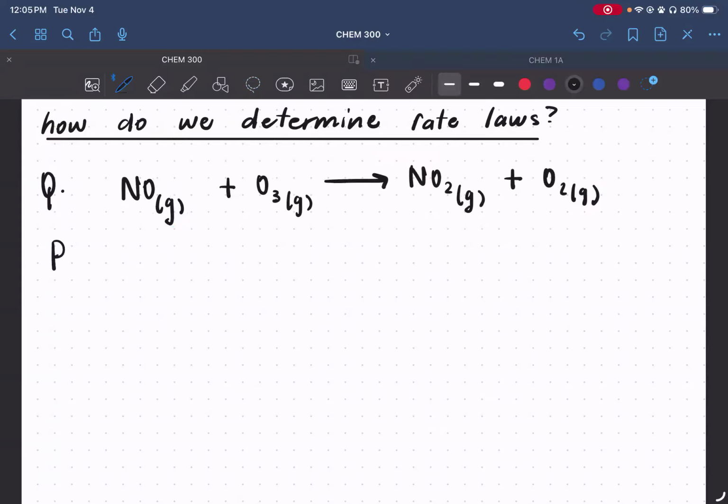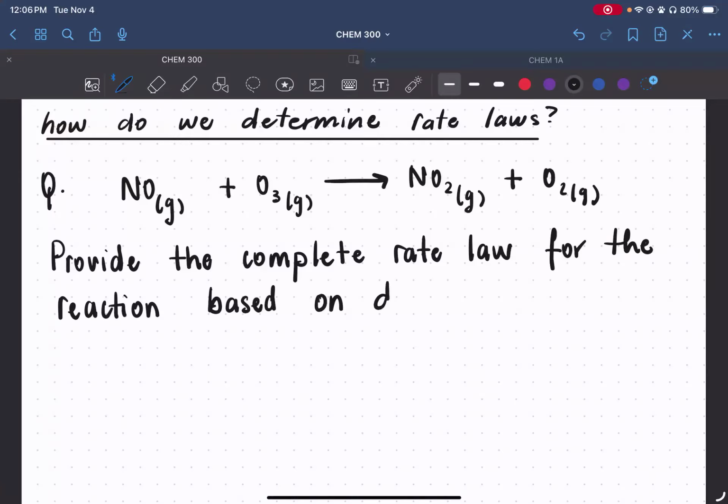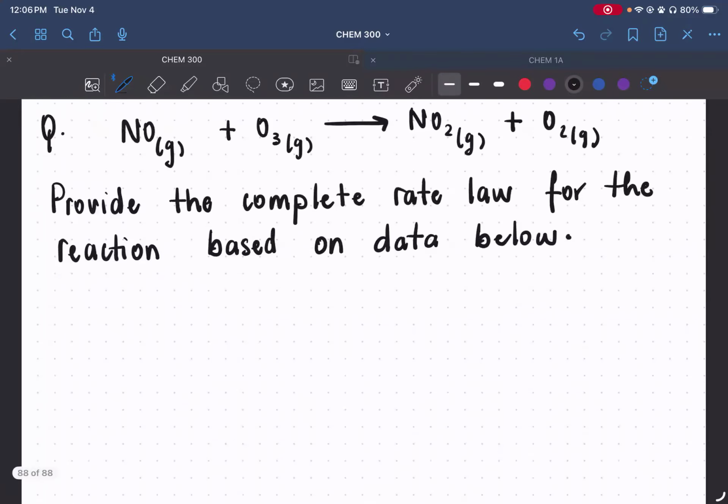The question simply states, provide the complete rate law for the reaction based on the data below. I'm going to draw a table. This table is going to be 4 columns, 4 rows.